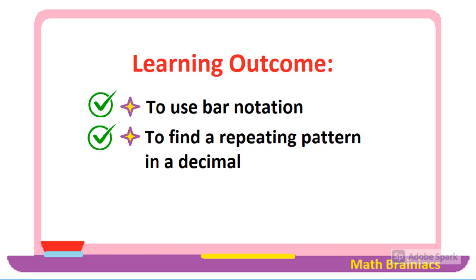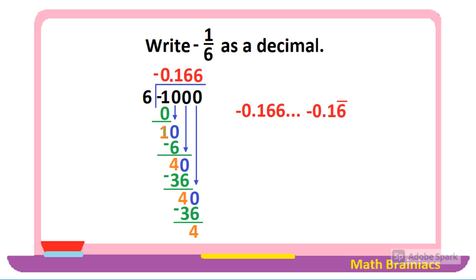Consequently, we have met our goal for today's lesson. We have learned how to use a bar notation and we were able to find a repeating pattern in a decimal. To wrap it up, in dividing fractions so that it will be converted into a decimal number, add 0 to the dividend and bring it down so that you can continue the division process. If you observe that the number on the quotient is repeating, write a bar notation on top of that number instead of writing it repeatedly.